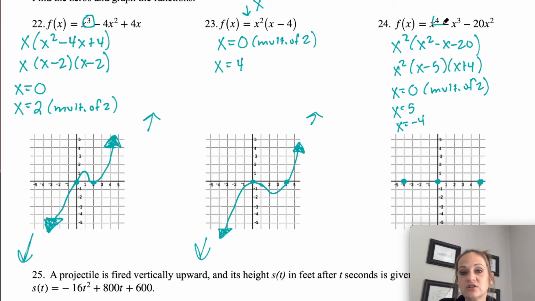This is an x to the 4th as the highest exponent. So we know that the end behavior is both going to be going up. So from here, we're actually going to be coming from above. So it's going to go through negative 4. It bounces at 0 because of the multiplicity, and then it goes through the 5. Sorry, that's supposed to connect. And that will be our graph.